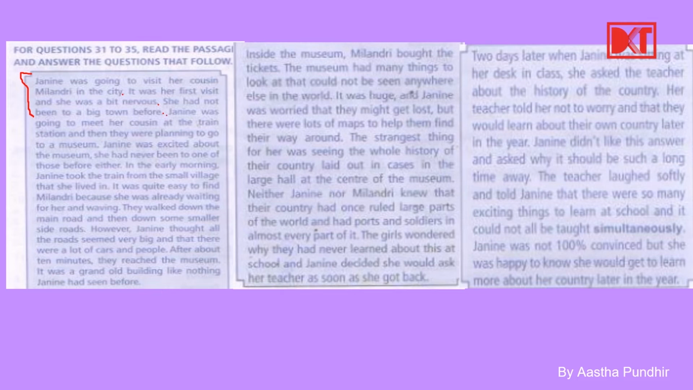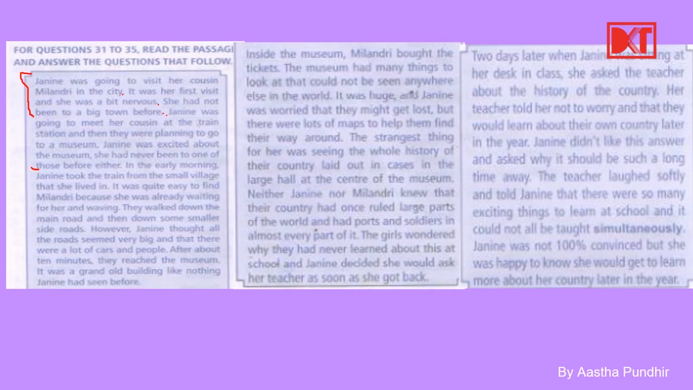Janine was going to meet her cousin at the train station, and then they were planning to go to a museum. Janine was excited about the museum. She had never been to one of those before either. Alright, so now Janine and Melandri had plans that they will meet at the train station, and then from there they will go to the museum. So Janine was really excited about that as well, because she had neither been to the city before nor to a museum.